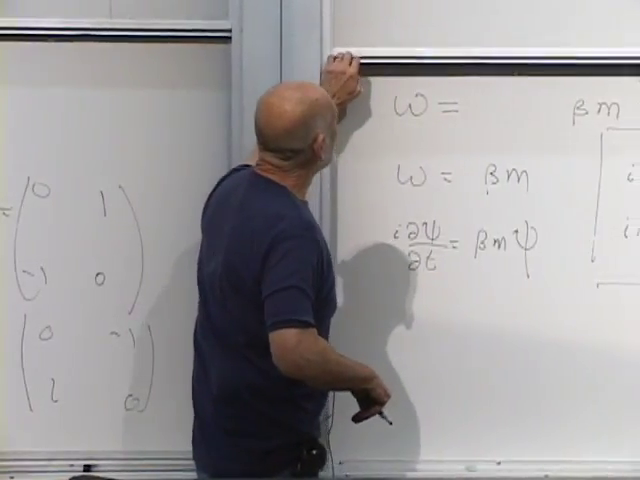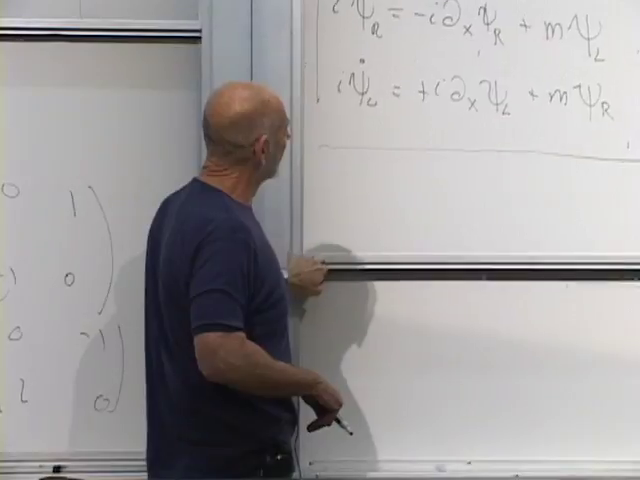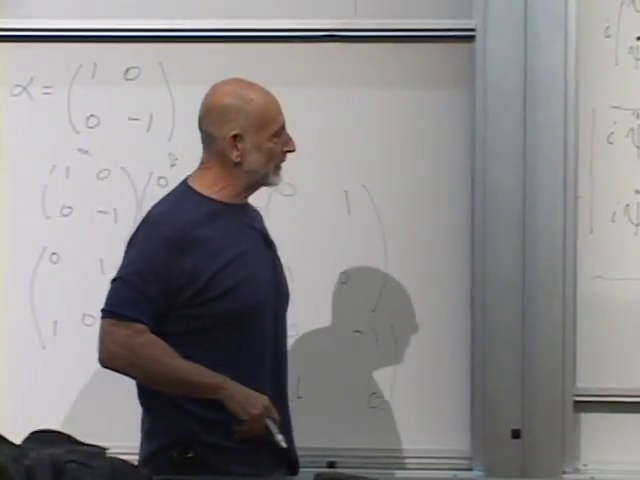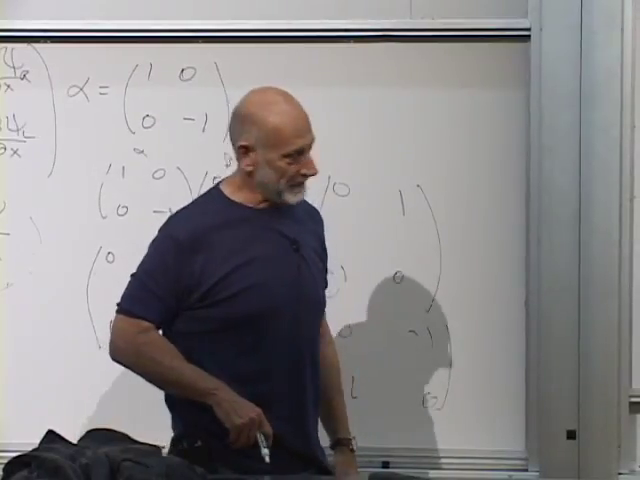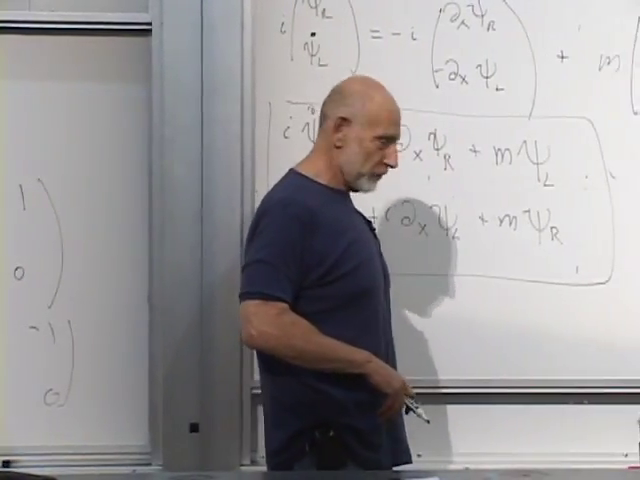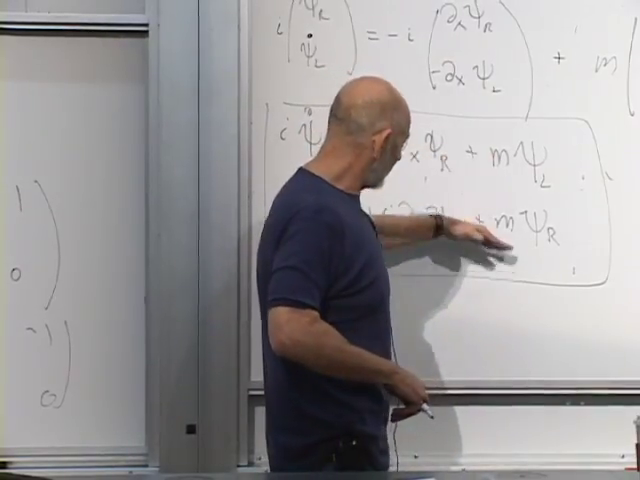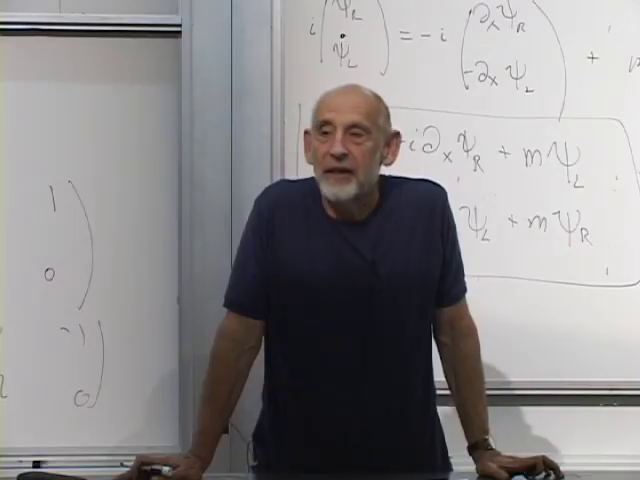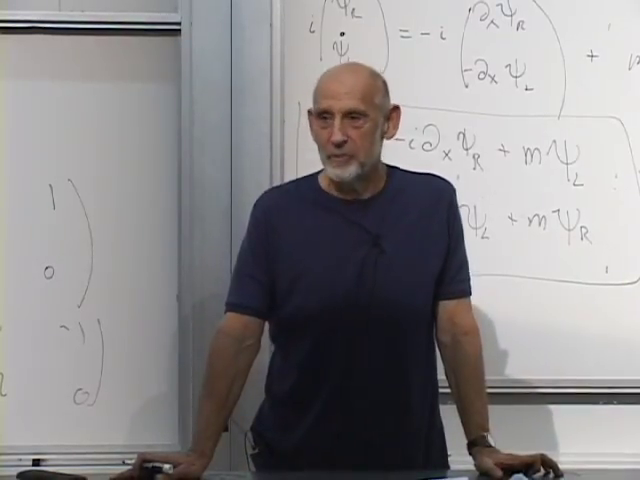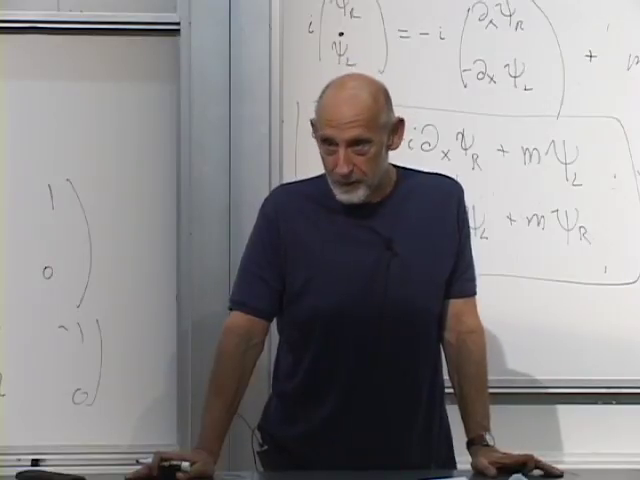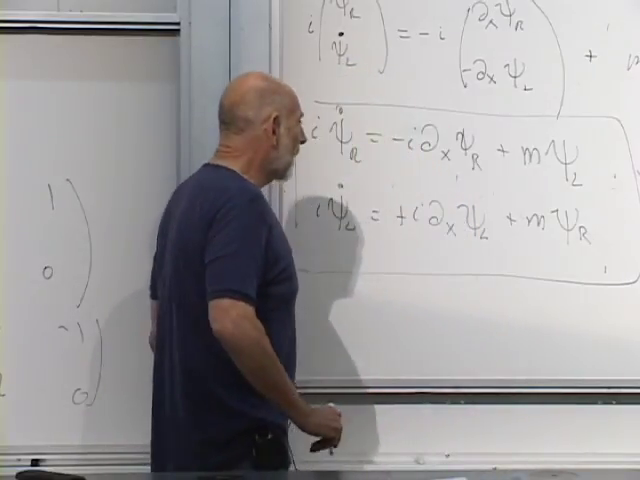Let me just be very brief about it at this point. What's the connection between this formulation of a mass and the idea that Higgs fields give particles mass, fermions mass? All right, so I'll tell you.